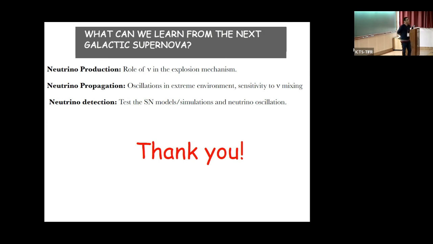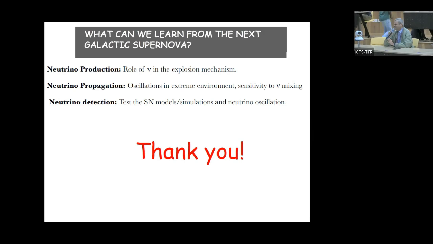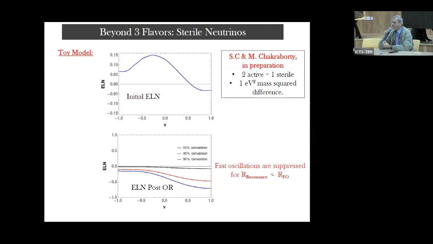So this is regarding the new results that you were showing in the last slide. If I understand correctly, are you saying that for 1 electron volt square sterile neutrinos, it is possible to suppress fast oscillations completely?